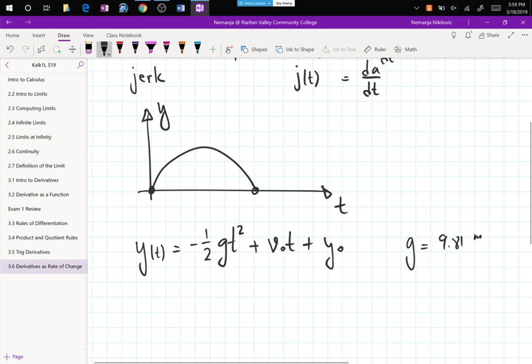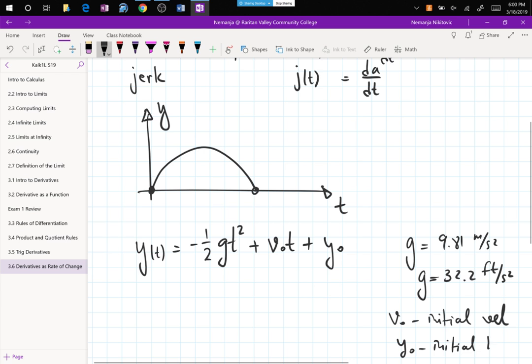Gravity of 9.81 meters per second squared, or 32.2 feet per second squared. You will clearly know which system of units you are using when you see 4.9 or 16.1 in your problem, because that's half of these numbers. So if you see 4.9 and no units given, it's meters per second squared. If you see 16.1, half of 32, it's going to be in feet per second squared. V0 is the initial velocity and y0 is the initial height.